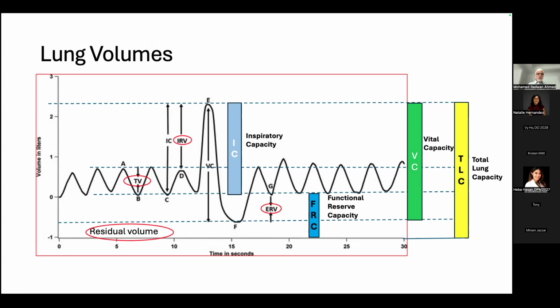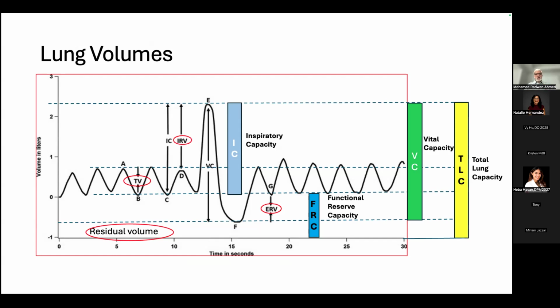If you breathe above the tidal volume, like inhale more air, the air above the tidal volume until it reaches the maximum, we call it inspiratory reserve volume. So we have tidal volume, inspiratory reserve volume. Then you exhale, tidal volume. If you exhale more than the tidal volume, this is called expiratory reserve volume. So any volume below the tidal volume that you can exhale is expiratory reserve volume.